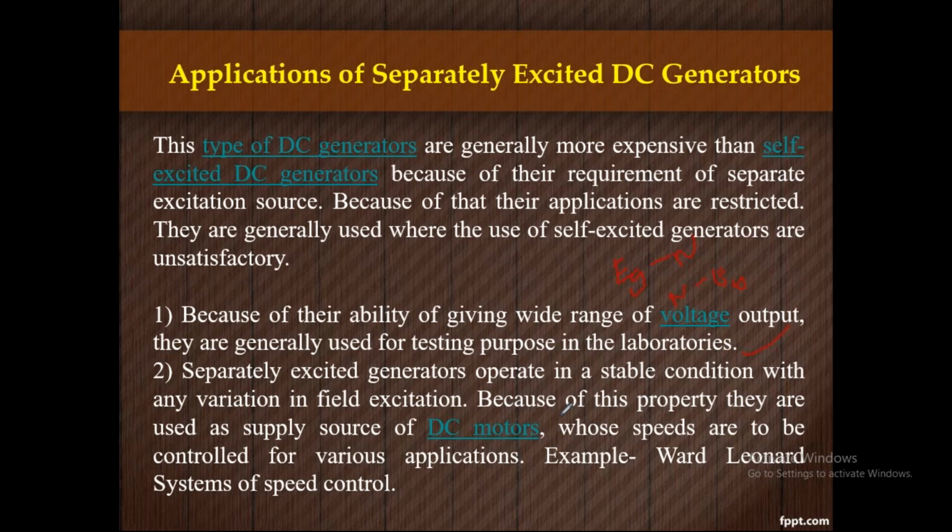How can we vary the EMF? We can't vary it naturally. By using self excited we can't control the EMF. But by using separate excitation we can control the flux. Due to the controlling of flux, EMF will be controllable. Due to the EMF, speed is also controllable. That's why this type of device we can use in the Ward-Leonard system of speed control method.